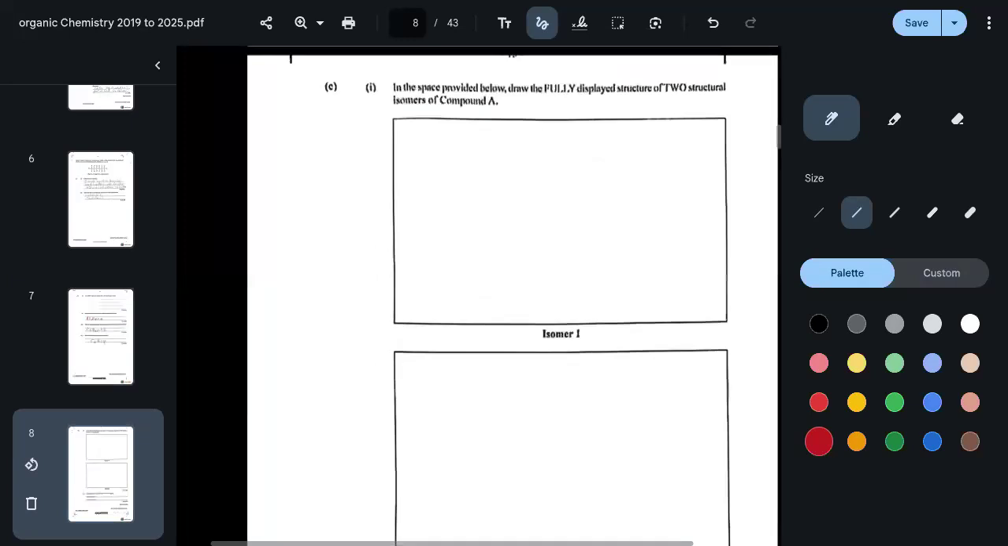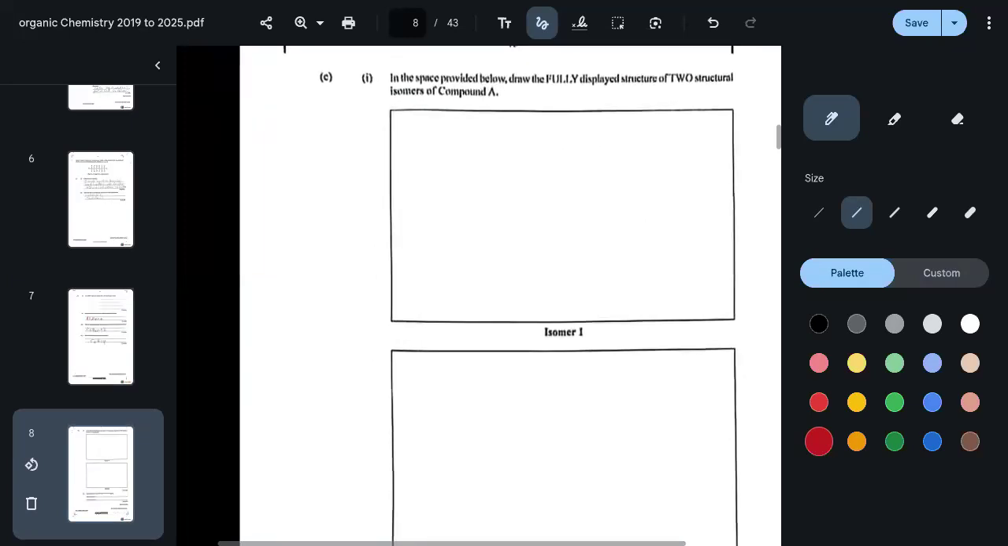So it says, in the space provided, draw the fully displayed structure of two structural isomers of compound A. All right. I'm going to do isomers for C5H12 quickly and then let you do it for C6H14. Whenever they ask you to draw an isomer, just draw. So the first one you draw, just draw everything in a straight line. Good. So for this one, it has 5 carbons. So I do 1, 2, 3, 4, 5. And then you put on the hydrogens, of course.